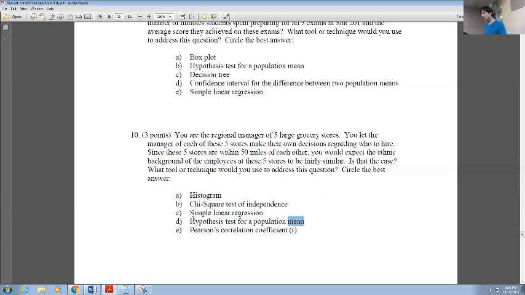Hypothesis test for the mean, once again, same thing. You want to see if your friend can, I don't know, there are so many things you could measure.